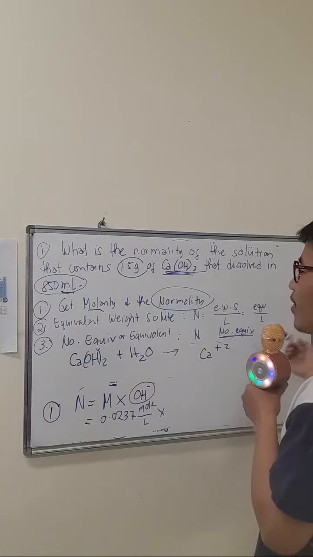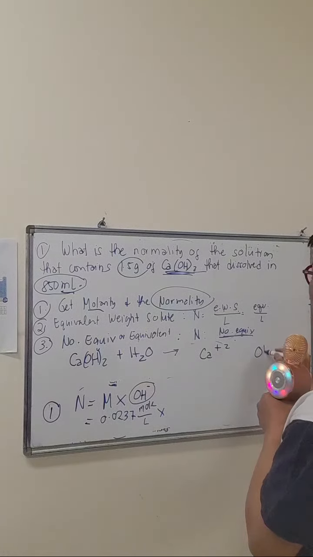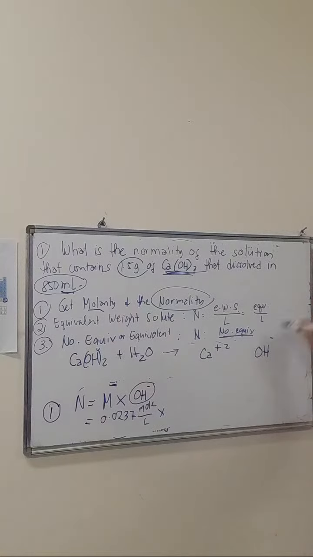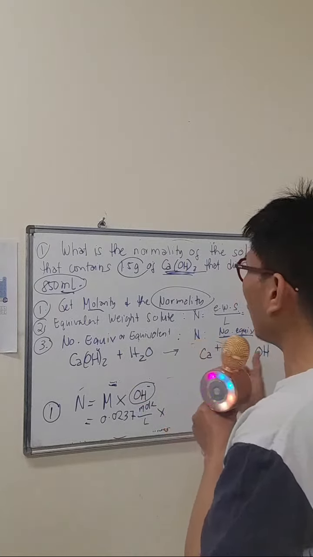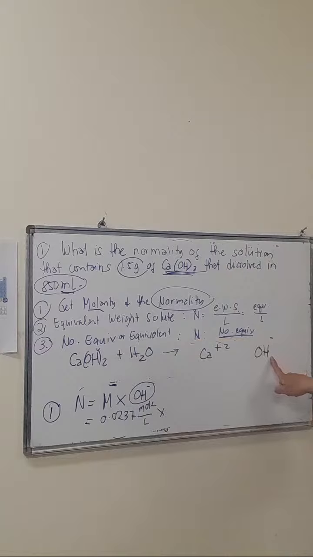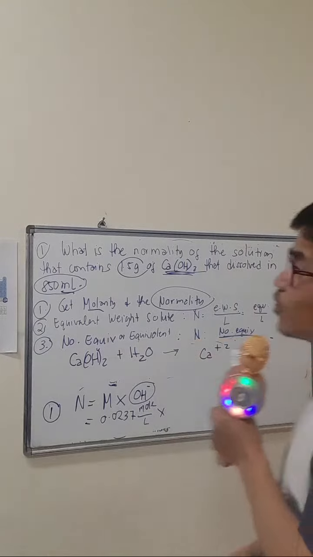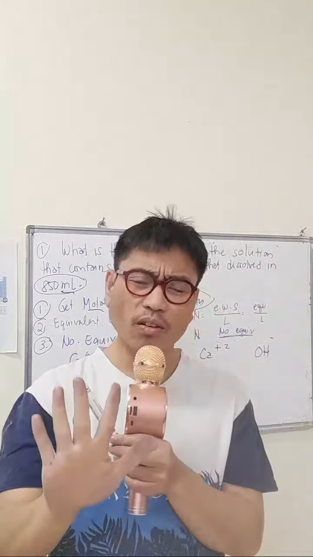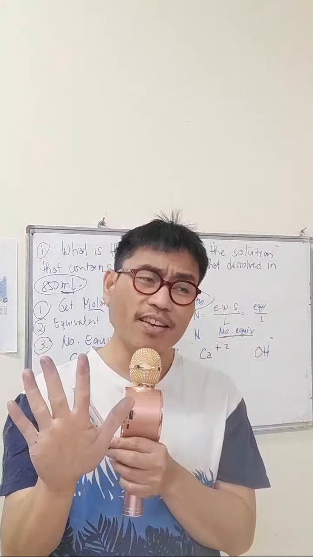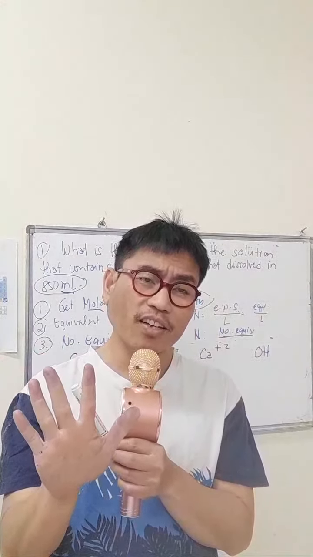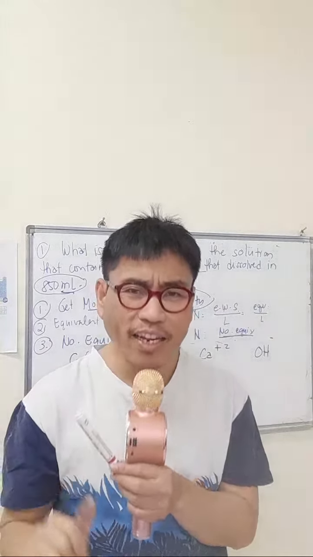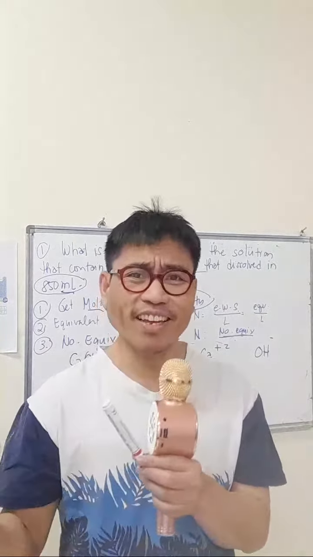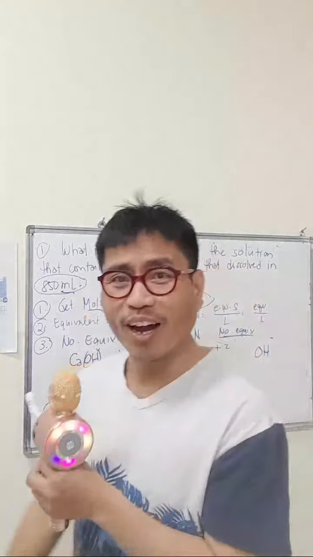And then hydroxide negative. Hydroxide negative. And then we have 2. You will never put the 2 in the subscript. Why? Because there's no OH2. You can never see a chemical OH where the 2 is in the subscript.